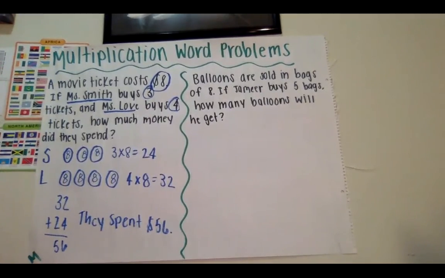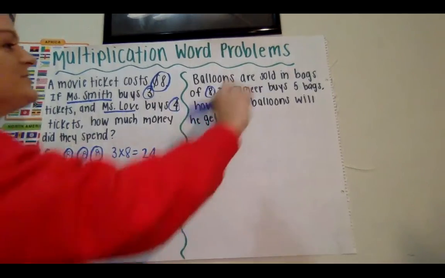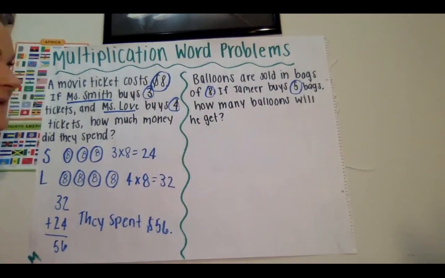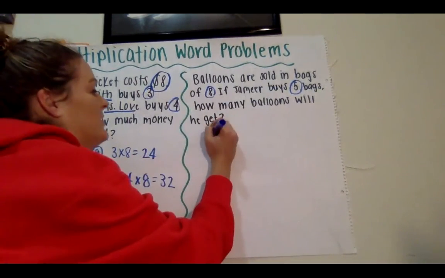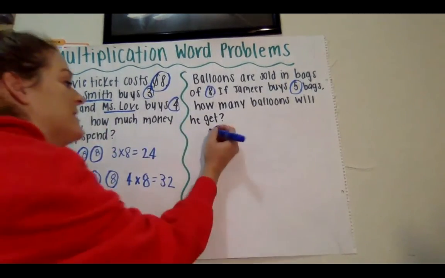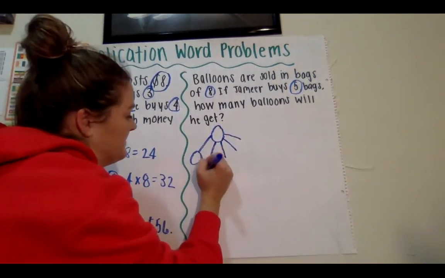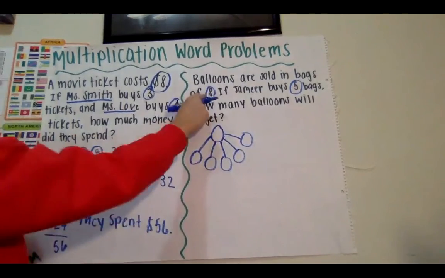Now over here, I'm going to try and do a different strategy so we can review. It says balloons are sold in bags of 8. If Jameer, oh hi Jameer, buys 5 bags, how many balloons will he get? I know we mentioned doing number bonds earlier, and I love using number bonds to model multiplication because I think it's a good way to really organize them. So here's what I'm going to do. I'm going to go ahead and make my whole. And I know that Jameer bought 5 bags. That tells me right away that's 5 groups. So I'm going to draw 5 groups. And in each bag, how many balloons are there? 8.